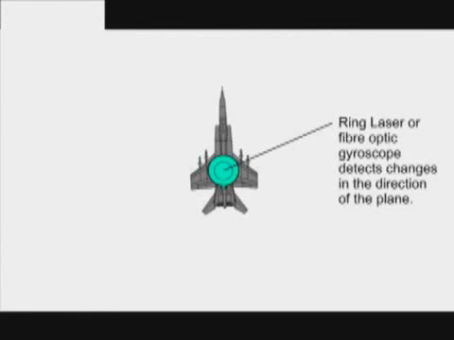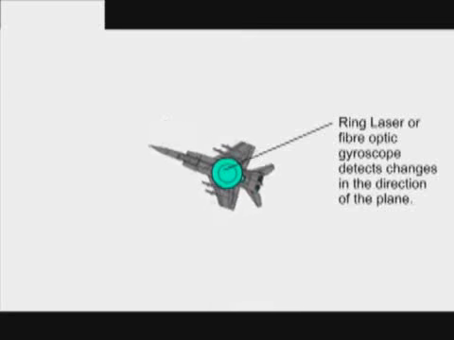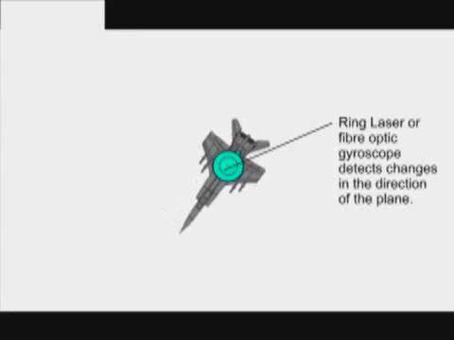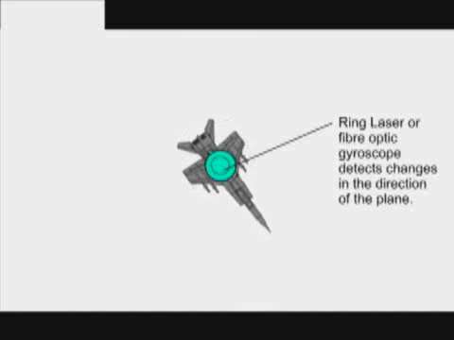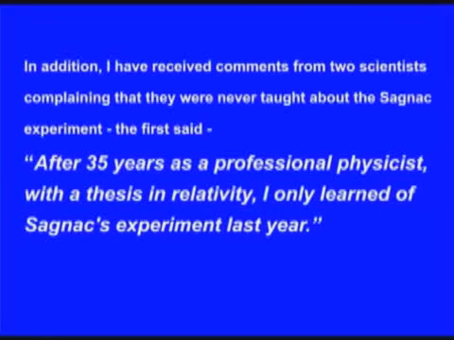This Sagnac effect is used by airlines for their compass directions. As the plane turns, the change in the fringes is translated into a change in the direction of the plane that then registers on the cockpit compass. In addition, I have received comments from 2 scientists complaining that they were never taught about the Sagnac experiment.